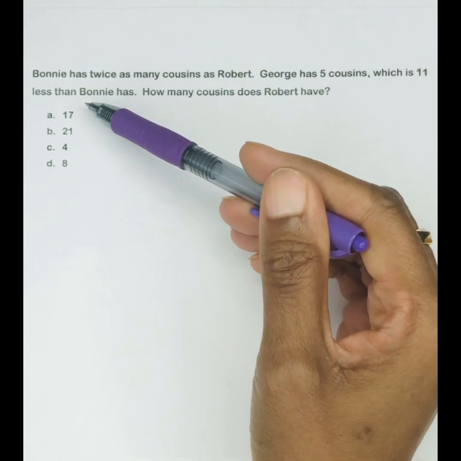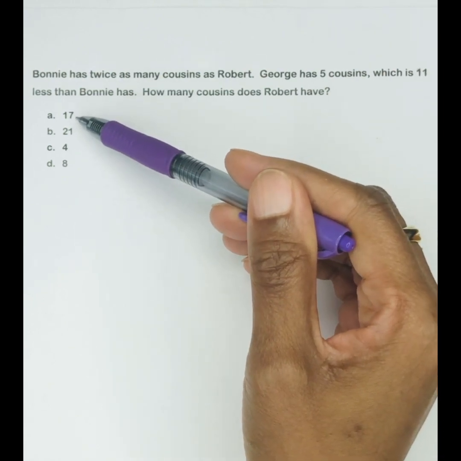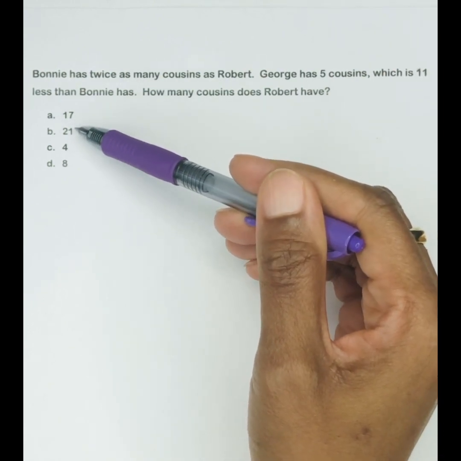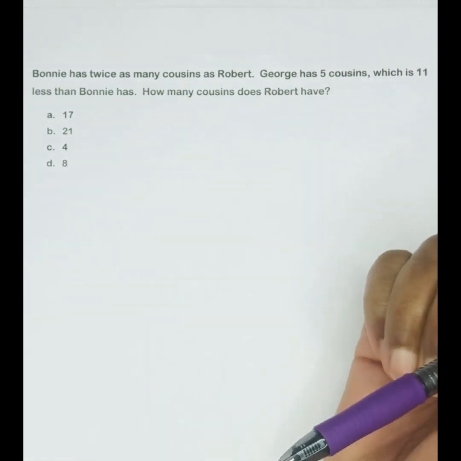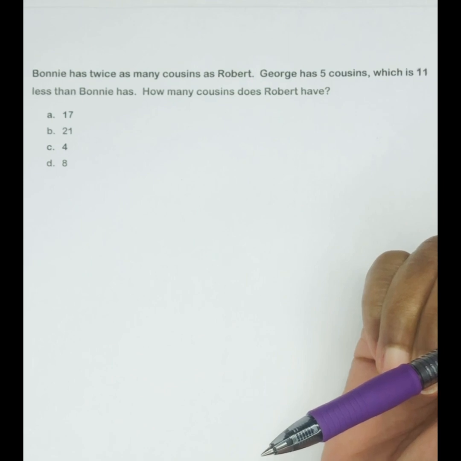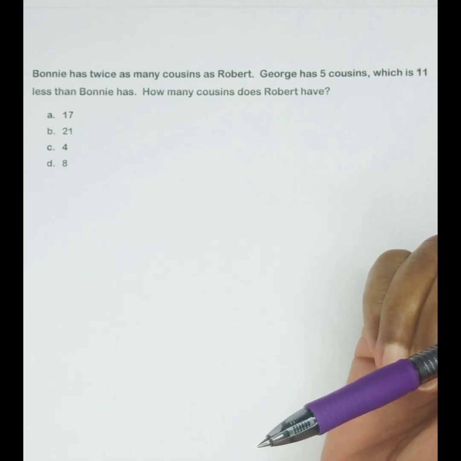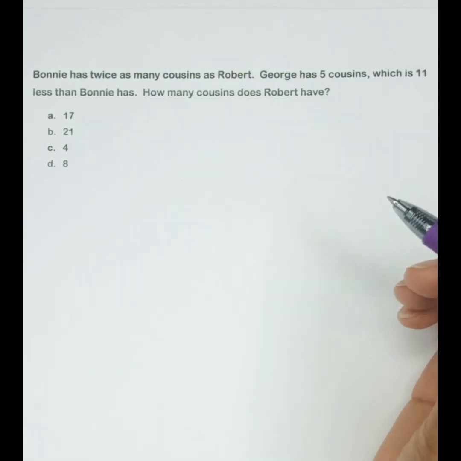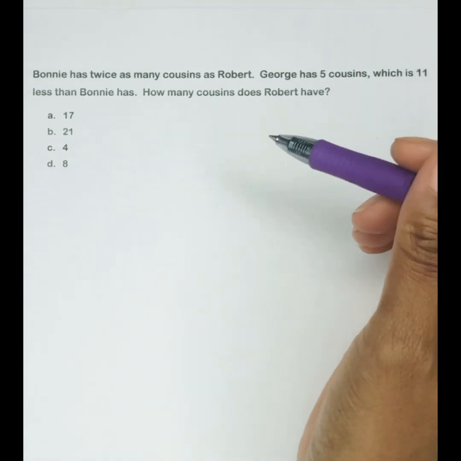Here are the choices. Is it 17 cousins, 21 cousins, 4 cousins, or 8 cousins? All right, I want you to think about this as I'm revealing the answer. Then let me know what you initially thought, and let me know at the end if your answer was correct by the time I finished doing it.